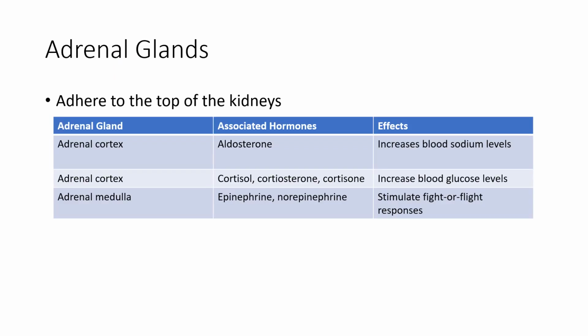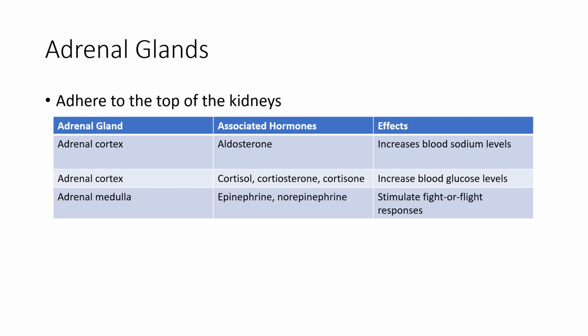Let's take another in-depth look at the specific glands. So we have the adrenal glands. There are two that adhere to the top of the kidneys, and the adrenal glands can be broken down into the adrenal cortex and the adrenal medulla. When we're looking at the adrenal cortex, we know that the associated hormones here are aldosterone, cortisols, corticosteroids, and cortisones.